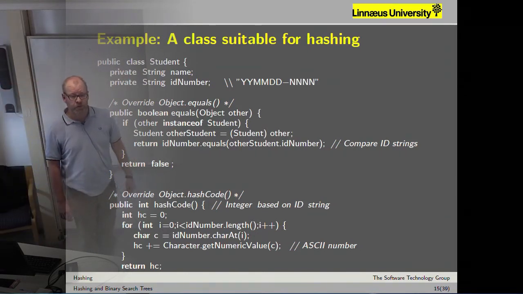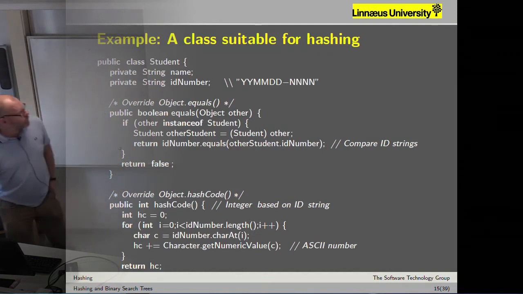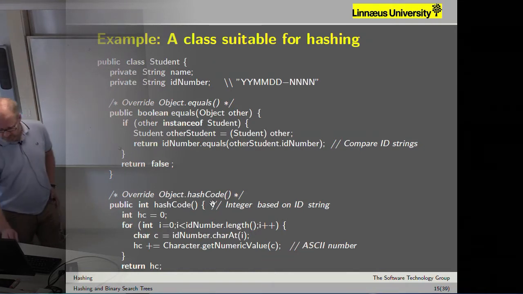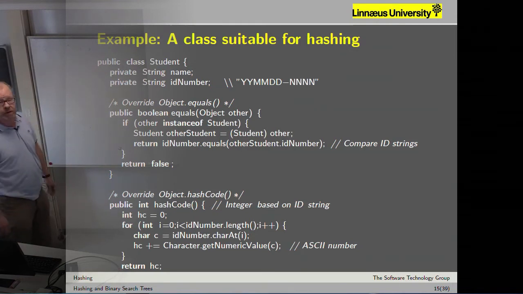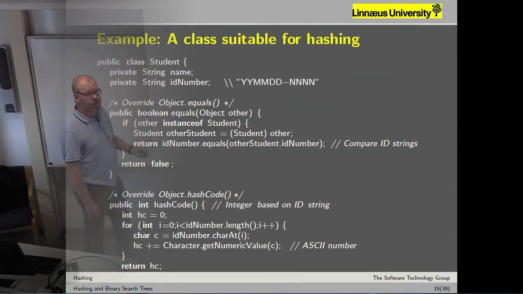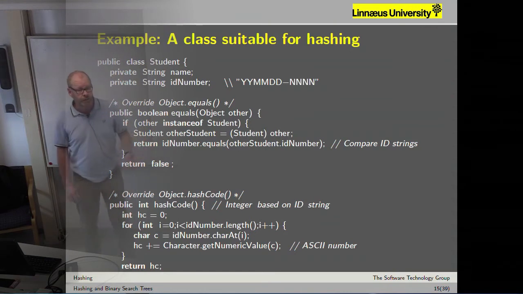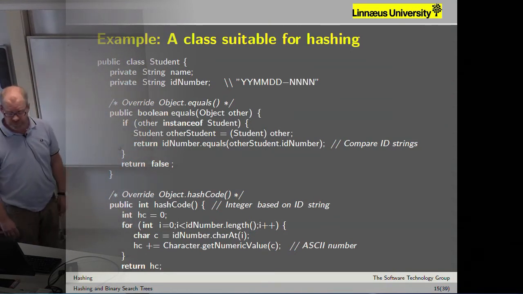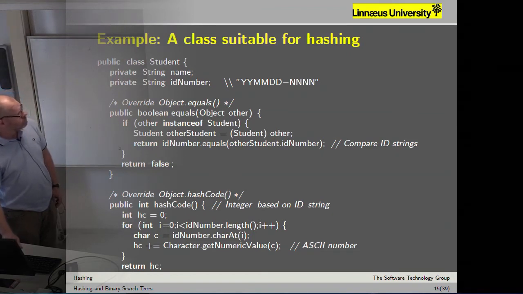Did you understand how it works? If you have done this, you have your student, you are overriding this method with your own definition of when two students are equal, and you provide them with a hash code, then you can start to use the HashSet class in Java. You can start adding students to your hash set, and it will identify if you're adding a duplicate student. That means a student with the same ID number. Questions?